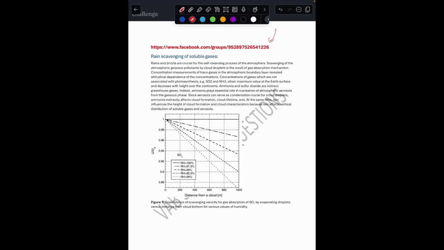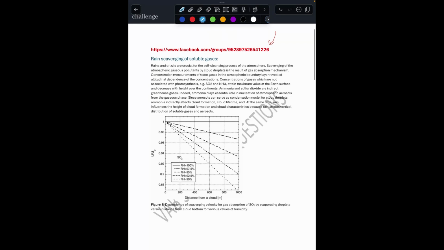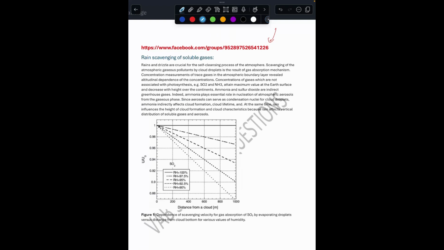So definitely read this paragraph. At least that's what I do, and I find that quite helpful. So I'll show you how I do that. Let's start from the top. Rains and drizzle are crucial for the self-cleansing process of the atmosphere. So we're told rain is important for self-cleansing. The essence you need to know from that sentence: rain helps with the cleansing.